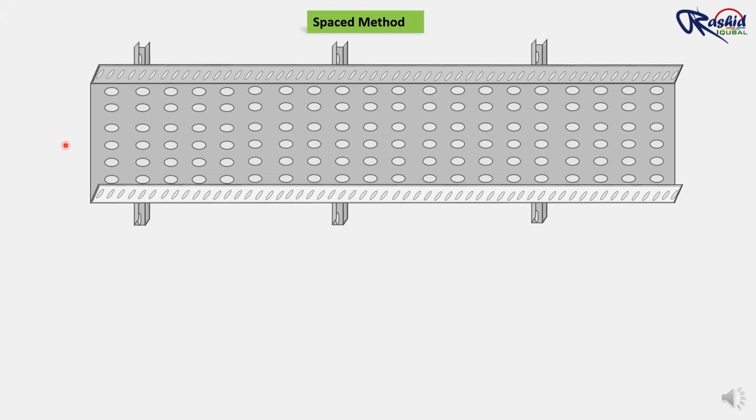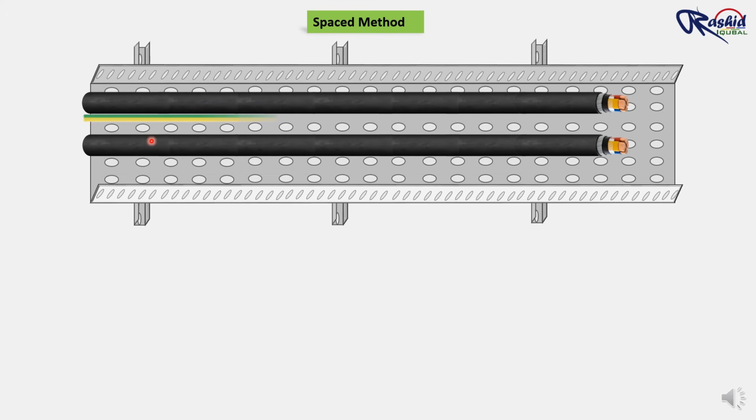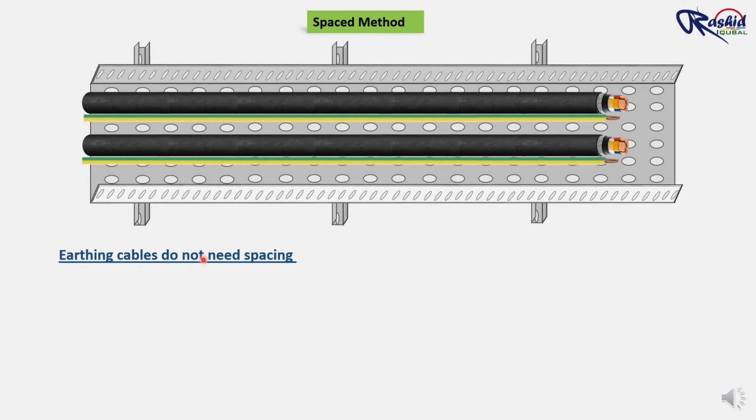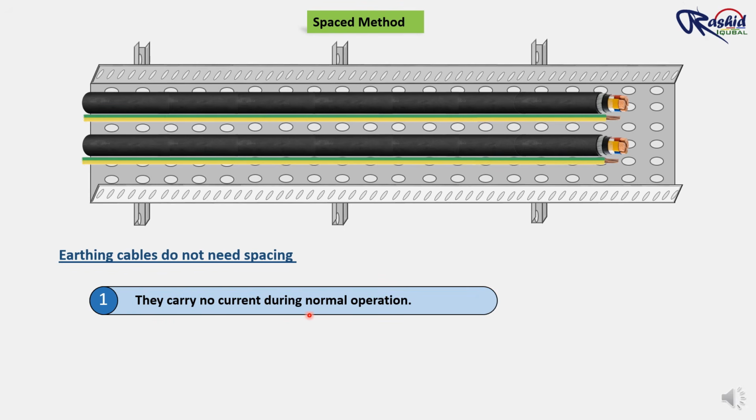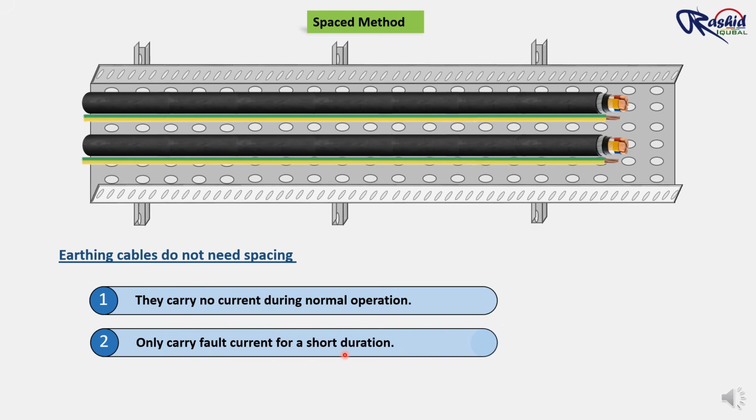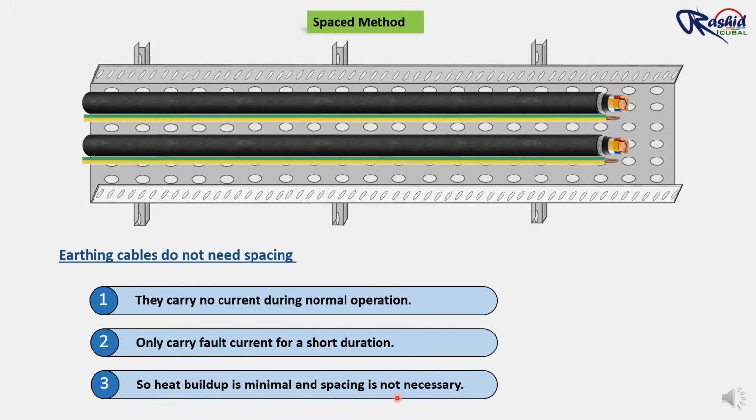But what about earthing cable? Actually, earthing cables do not need spacing. We can lay them next to the power cable because they carry no current during normal operation. They carry only fault current for a short duration. So heat buildup is minimal and spacing is not necessary.